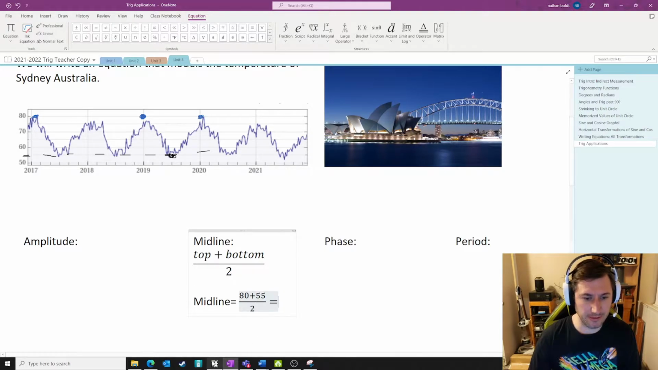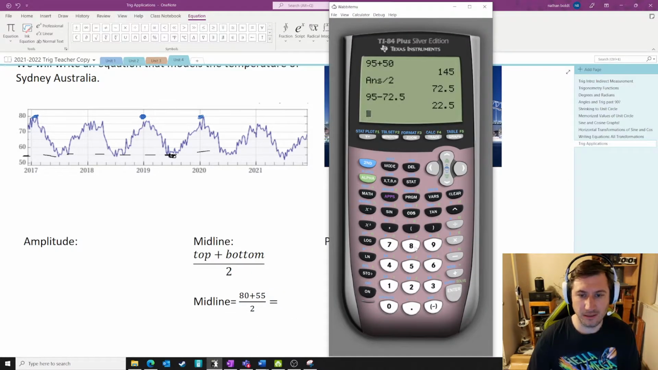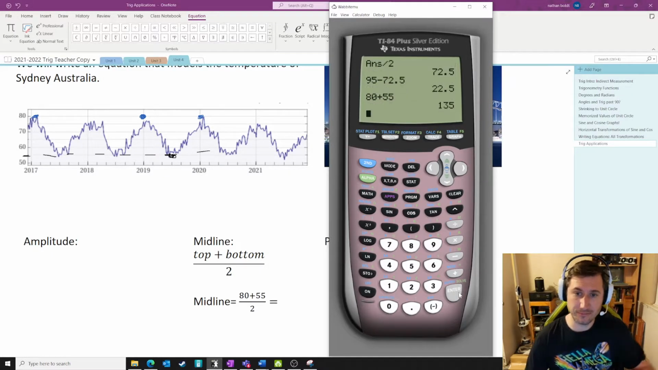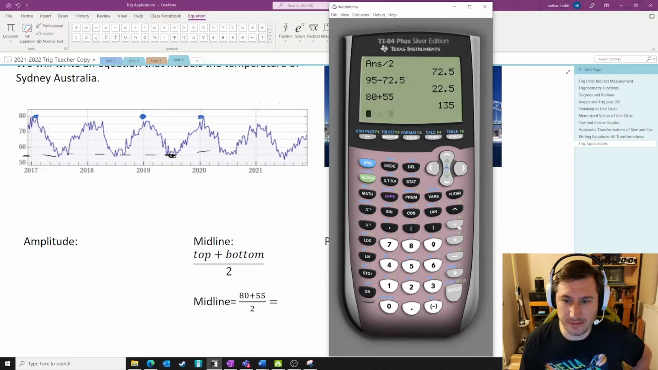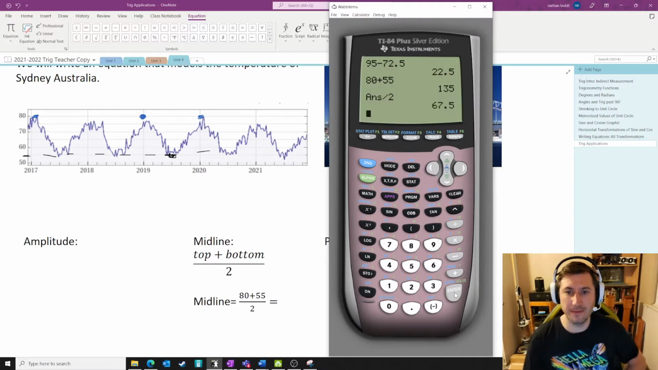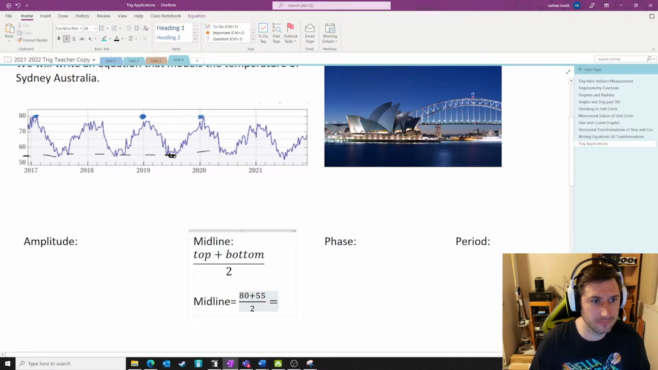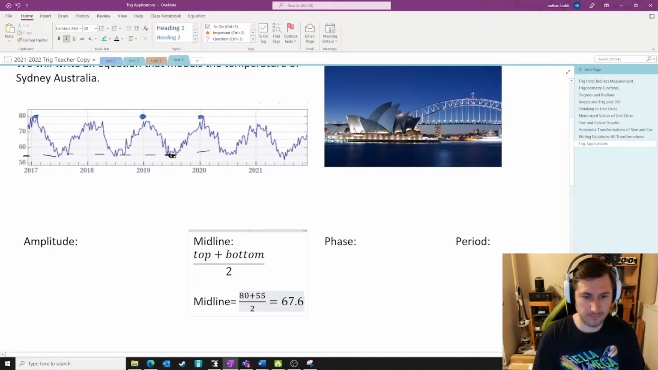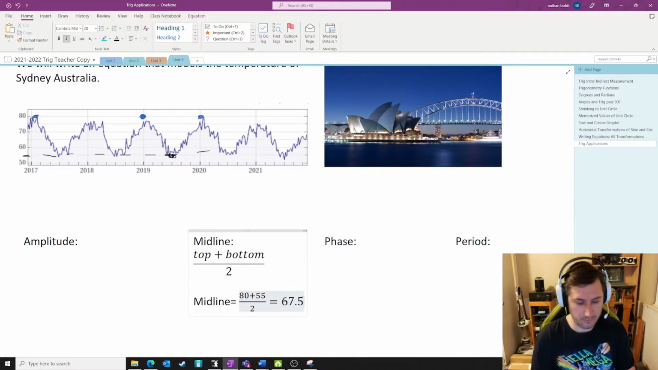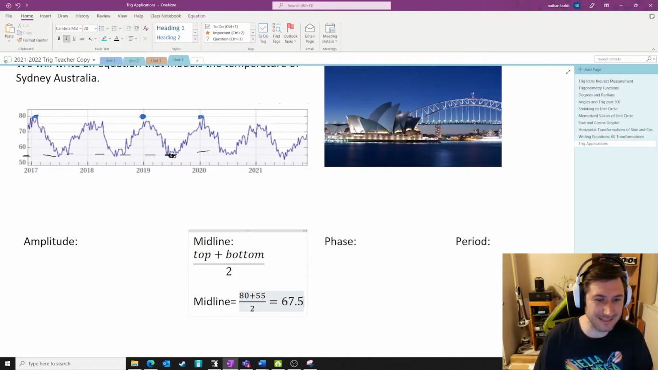So let me pull up my calculator here. 80 plus 55 divided by, oops, that's not how you do it. You have to hit enter unless you use parentheses. Now I can divide by 2, 67.5. All right, so there we go. There is my midline, 67.5.